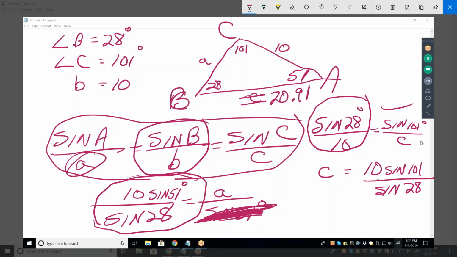Now, when I say you can flip these, you have to be consistent. In other words, I can't say that's equal to little b over sine b. You with me? You can have the sine in the numerator and the opposite side in the denominator, but it has to be consistent. So what is that answer? 10 times sine of 51 degrees divided by sine of 28.